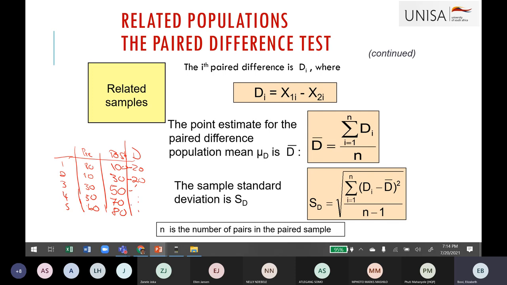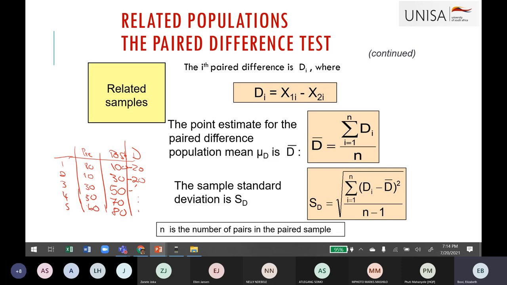Then we take the differences and we calculate the mean, or the sample mean, and I will show you all the calculation later on. And then we calculate the standard deviation. Easy to do on your calculator. If we have time, we can do the calculations. I will show you on the calculator when we do an example.